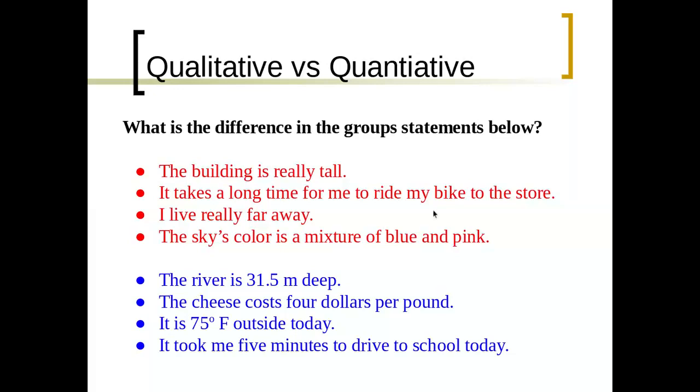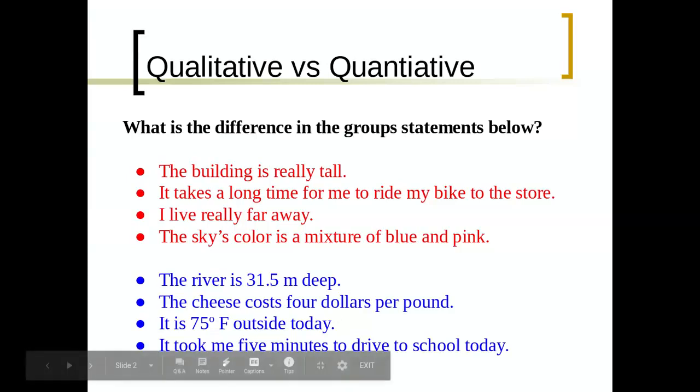Where quantitative, the river is 31.5 meters deep. We could say that water is really deep, but really deep would be qualitative, where quantitative, we are getting a number. We are getting something very specific. Cheese costs $4 per pound. It's 75 degrees Fahrenheit outside. Those all directly involve something that we measure.